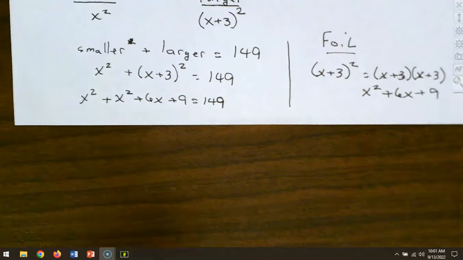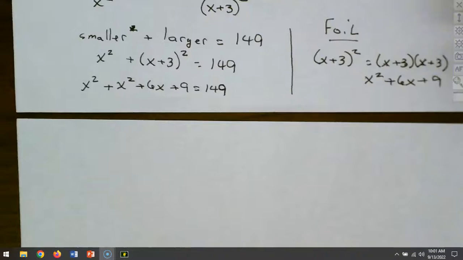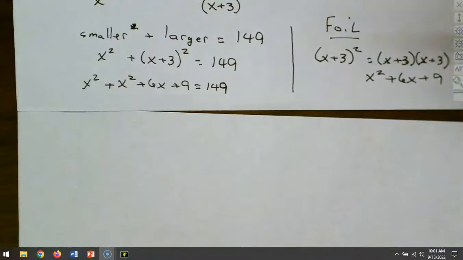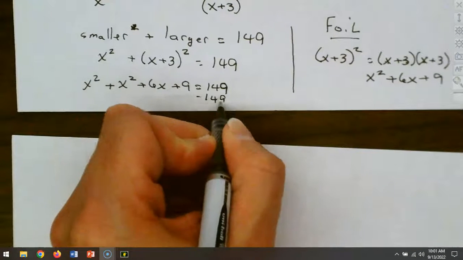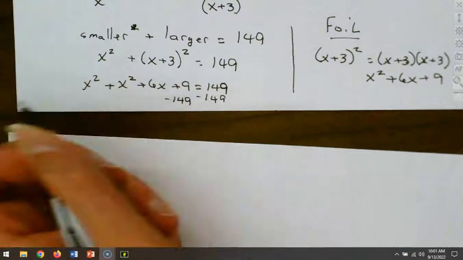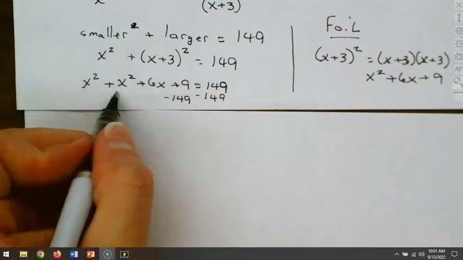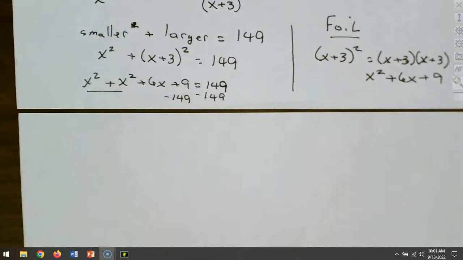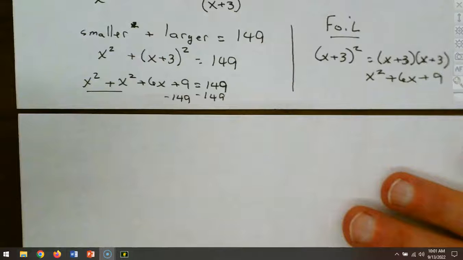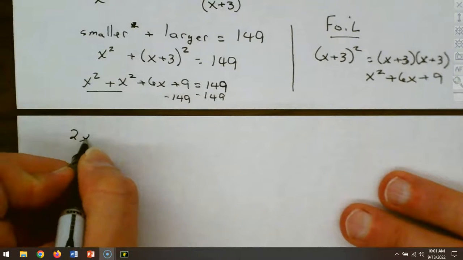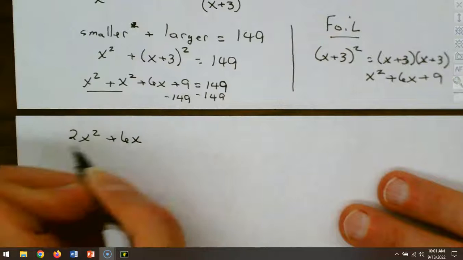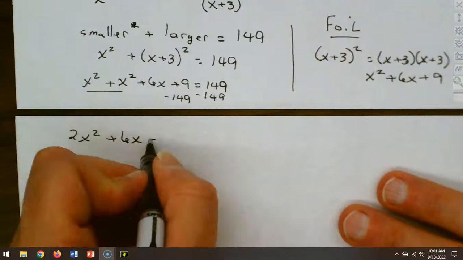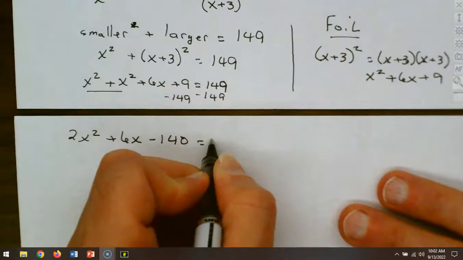We're going to combine like terms and set this to 0. So go ahead and combine like terms, set it to 0. Move that 149 over, and combine the x squareds. Let's see what we've got. When I combine those together, I now get 2x squared plus 6x, and it looks like a minus 140 equals 0.